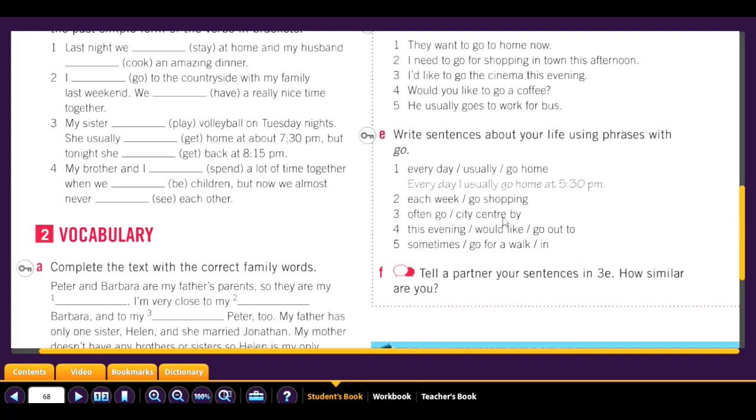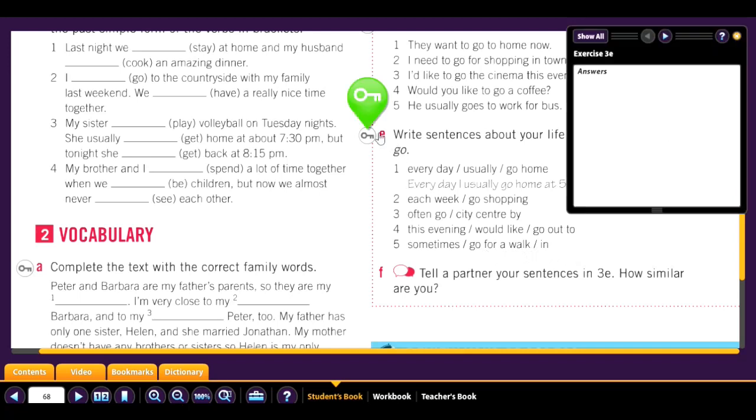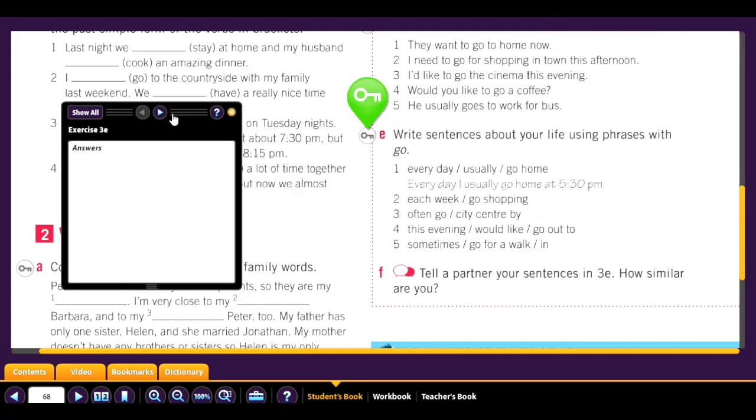I often go to the city center by. ¿Cómo van al city center? By bus, by taxi, by car, by bike. This evening I would like to go out to. ¿A dónde les gustaría go out? Sometimes I go for a walk in. ¿En dónde van por una caminata? In the park, in the sports center. Y pues esto me lo tendrían que mandar porque son sus propias respuestas.